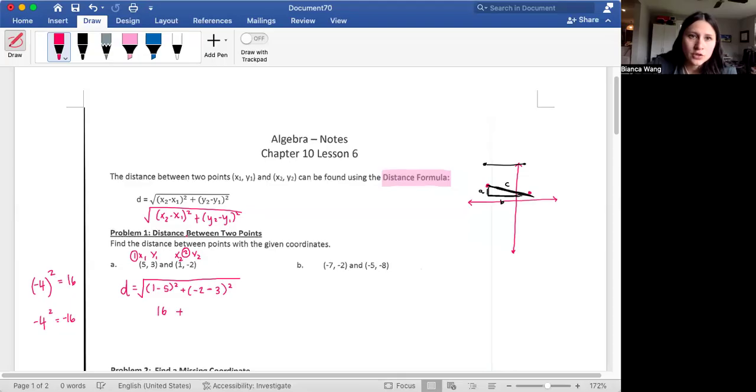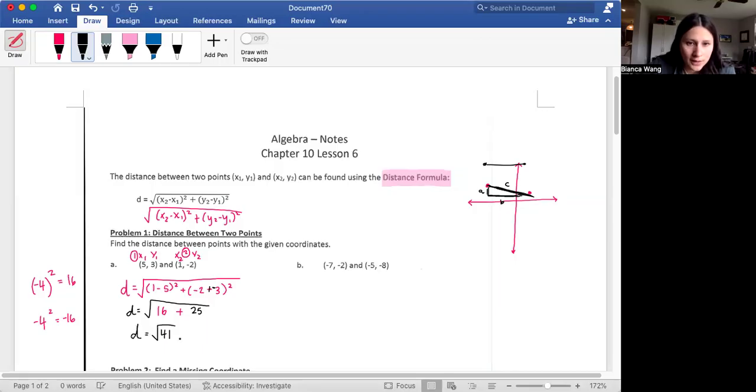And then I have -2 minus 3. So I'm going to add the opposite. And this is -5 squared. So -5 squared is positive 25. And then you're going to add and then square root everything. So I have 16 plus 25, which is 41. We're going to square root that.